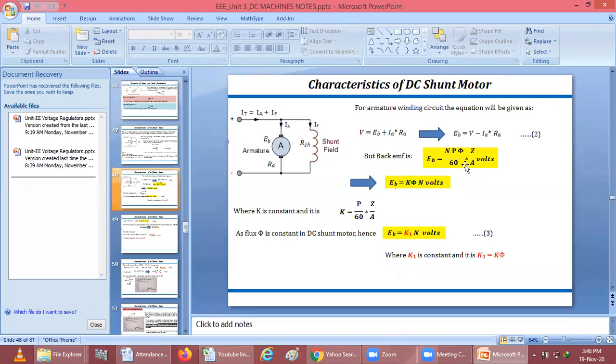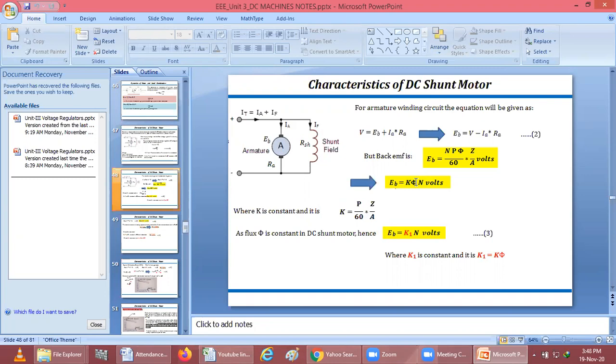But we know back EMF. So if you see, we can assign P upon 60 into Z upon A as a constant term K. If you are assigning, you can write again EB equal to, I am writing in the short form. That's why I am assigning P upon 60 into Z by A. Already these equations we have studied in the torque equation. Torque में भी हम क्या करते थे? P upon 60 into Z by A को K assign करते थे. So we will get EB equal to K, which is nothing but constant.